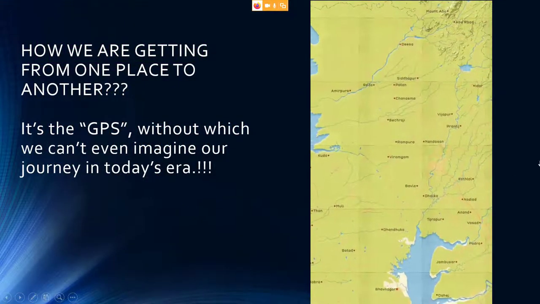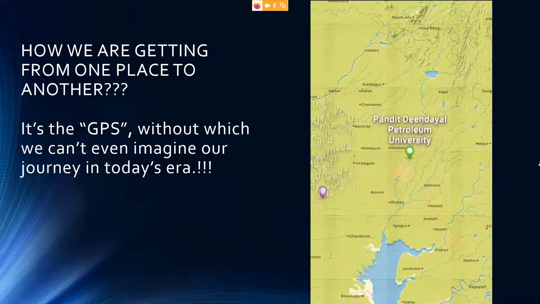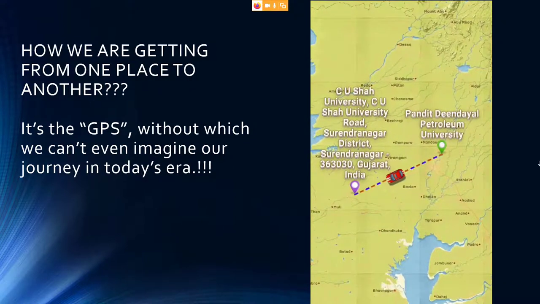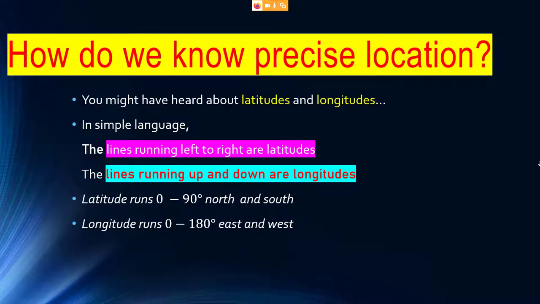You can see here one small demonstration. If I am here at Pandit Deendayal Petroleum University, and I want to go to Shah University at the main campus in Surendranagar, then Google is helping me here to track my path and to accomplish my journey within the stipulated time period. Now, how do we know this precise location? Basically there are only a few things that we need to take into account, and based upon that fundamental concept, you will be able to understand how it actually works.